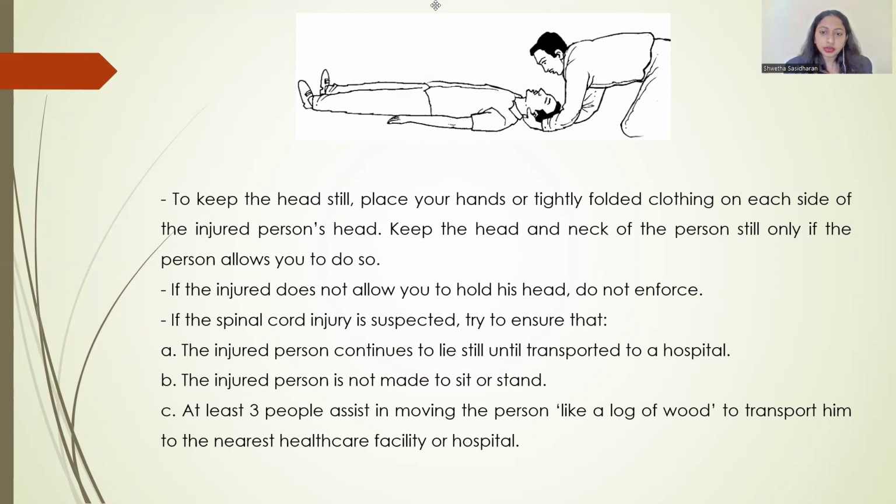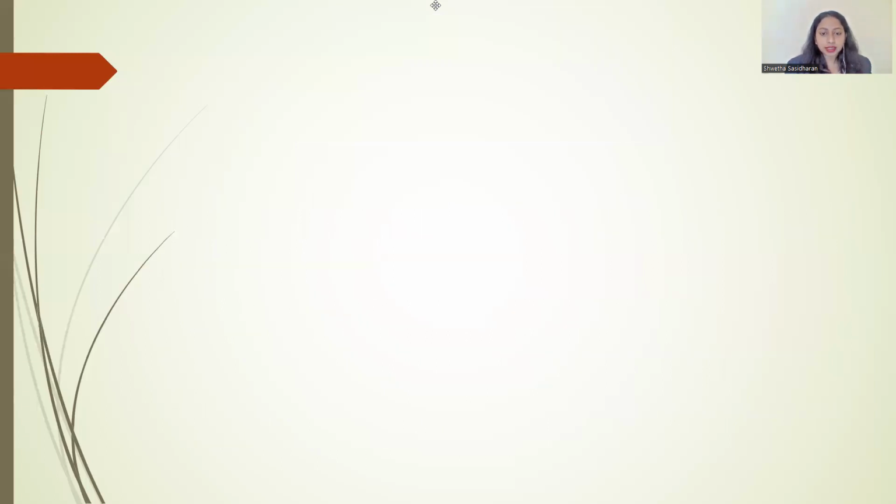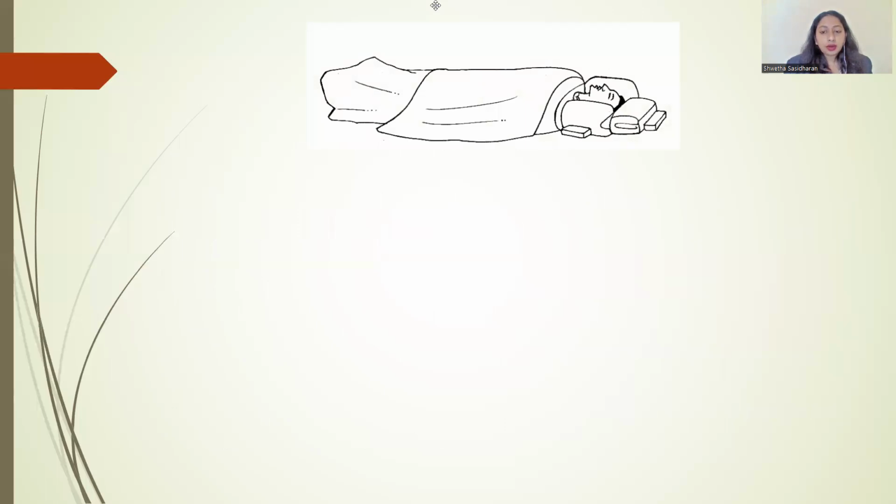And on one, two, three, go. So when you say go, everyone has to stand up, lifting the person. If there is a lack of coordination in the command and in properly moving or transferring the person, the condition can worsen, making the spinal cord injury even more problematic. This is the way you keep the head in a still position.